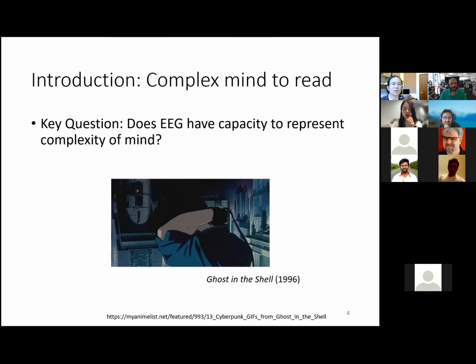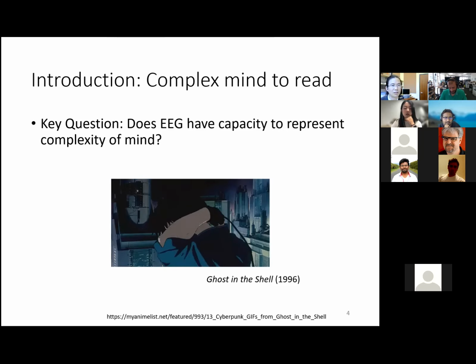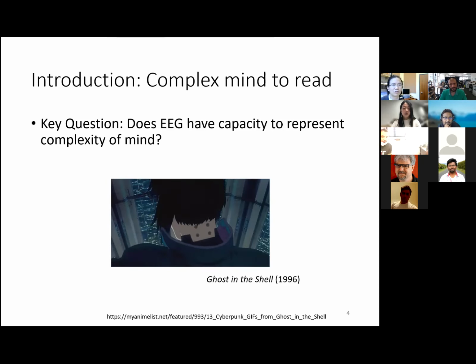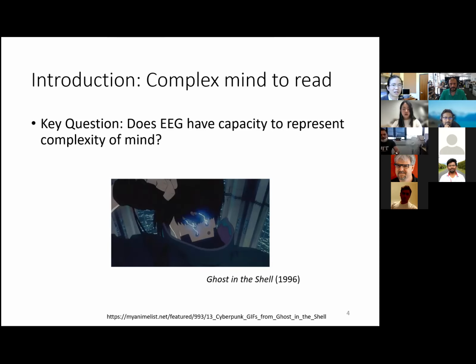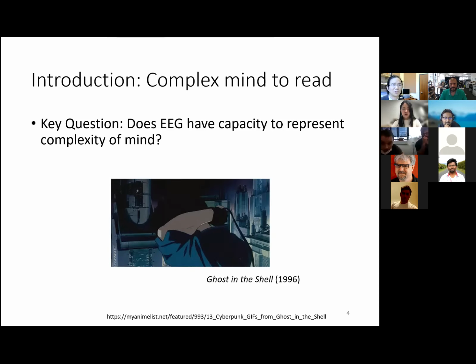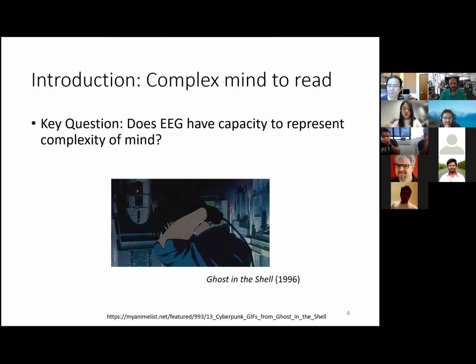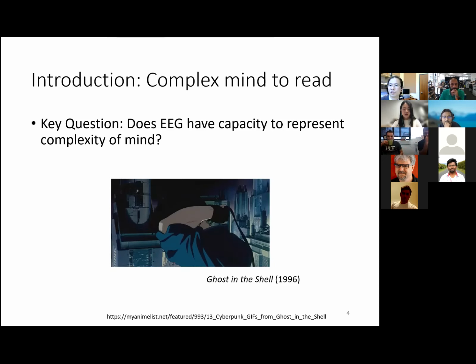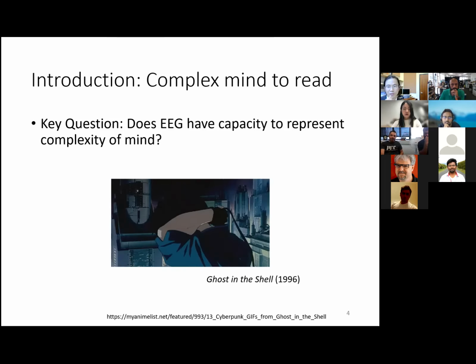Typically the goal of BCI researchers is to read the complex mind. Is he stressed? Is he angry? What is his emotional state? What is he thinking about? Is he going to buy this product or not? This kind of mind reading is one of the ultimate goals of the brain-computer interface. So let's do a simple thought experiment. The key question is: does EEG have the capacity to represent the complexity of the mind?